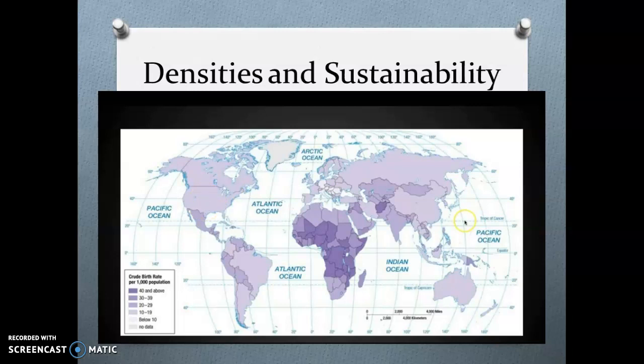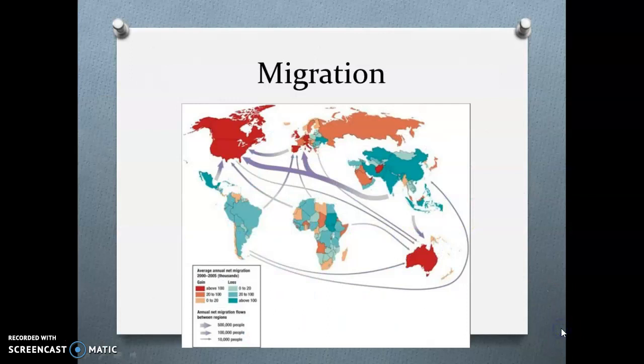All right. The last thing we're going to talk about is migration. Migration, of course, is the movement of people from one place to another. And as we talked about before, immigration is moving into a country. Emigration, exit, moving out of a country.